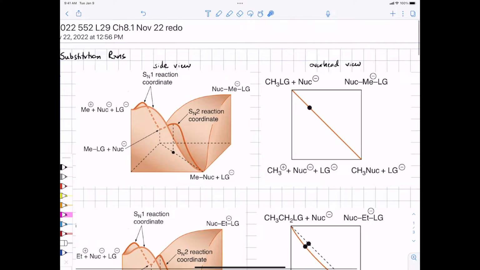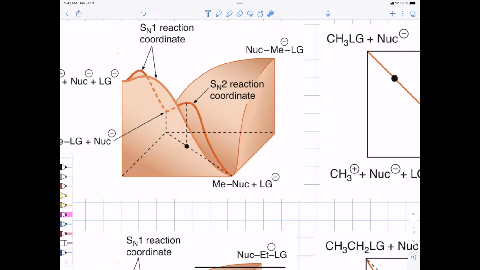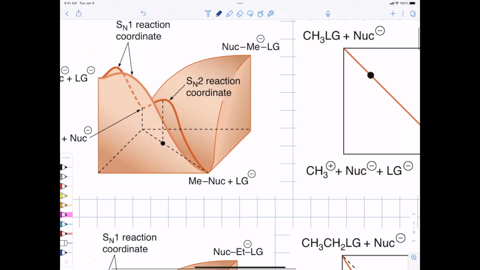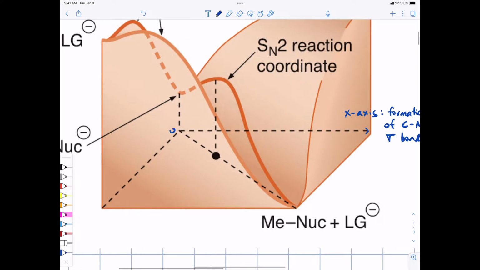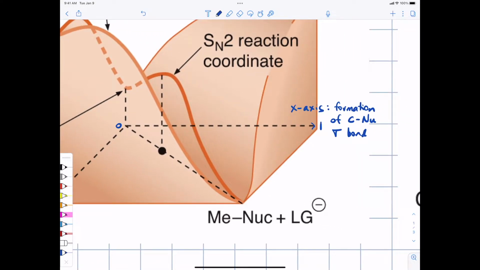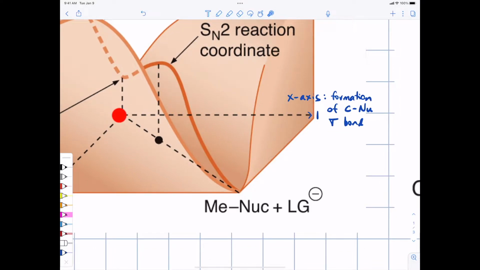Now, in a substitution reaction where you're replacing a leaving group with a nucleophile, there are two things that are changing. The first is the formation of the nucleophile carbon nucleophile bond. So we're going to call this the x-axis: formation of the carbon nucleophile sigma bond. And it's going to range in values from 0% to 100%, or 0 to 1. At this position, the nucleophile carbon bond is not formed at all. Here it's completely formed, and this might be some measure of the distance between the two.